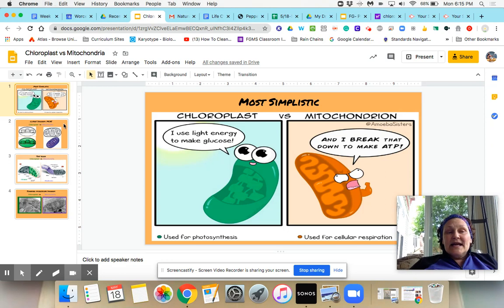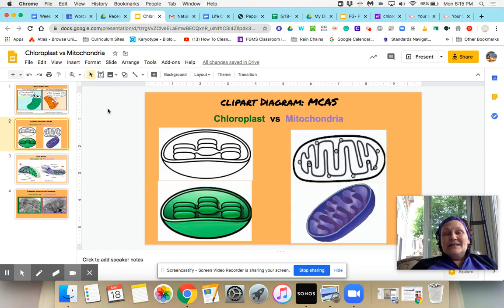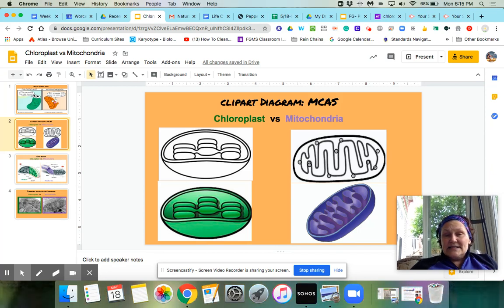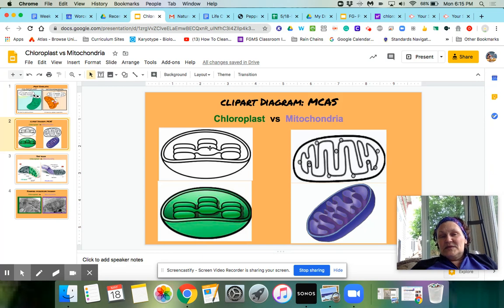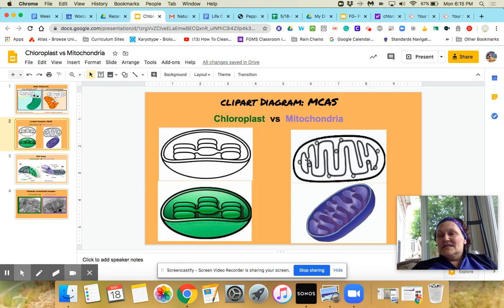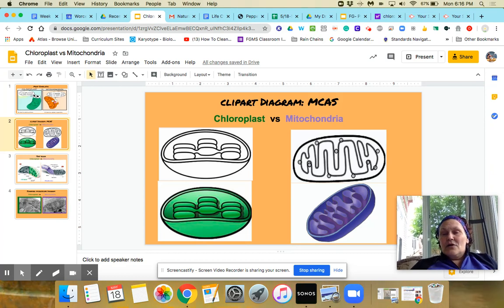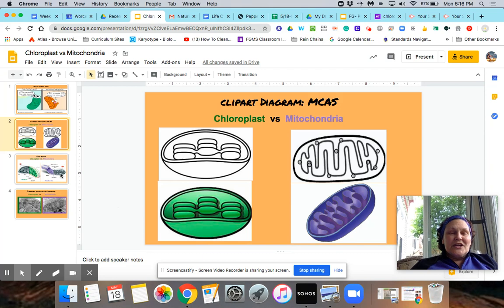The second diagram is very clip art-ish, like you would see on a test or on an MCAS. You'll notice that there are very specific structures in this chloroplast. And then there is this, called cristae, in the mitochondrion. It's very wavy looking. These are very typical of diagrams that you would see on some kind of standardized test. This is where the pictures start getting really interesting.